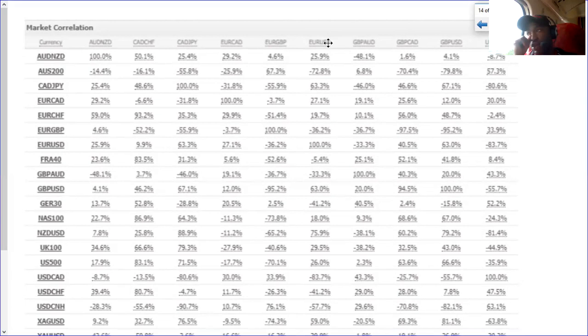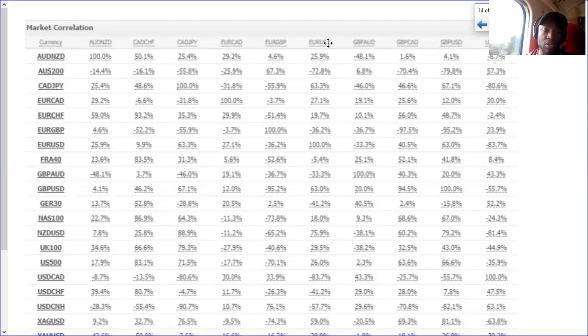But I've done this in the past where I made a mistake. I'm risking £100 per trade, but I put £100 on each transaction. So then instead of risking your £100 per trade, you're actually risking £300 on this trade. So you've got to be mindful when it comes to correlation, and especially positive correlation.